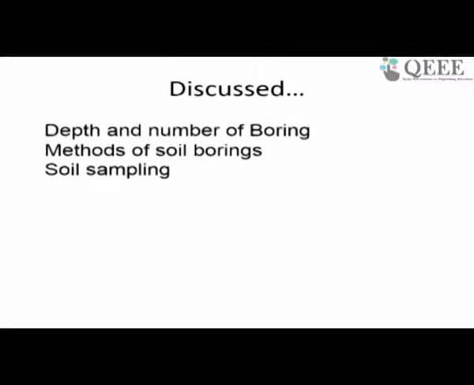Regarding methods of soil boring, we already discussed there are four important types of boring. One is wash boring, then there is percussion drilling, then rotary drilling and auger boring. So, there are four different boring methods which are commonly used. Some of the boring methods are used for sampling. For example, rotary boring is good for sampling, whereas some of the methods like auger boring or wash boring are not suitable for sampling.